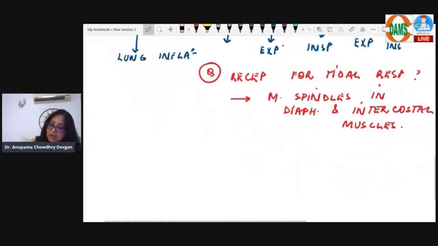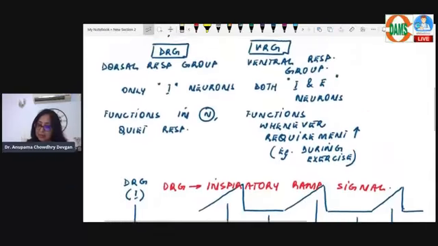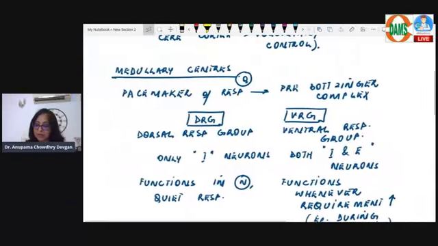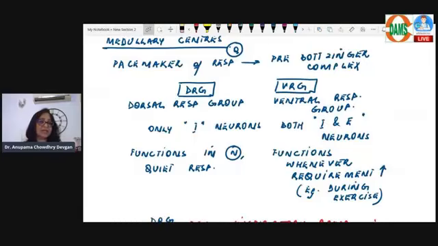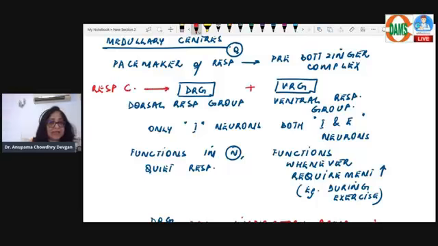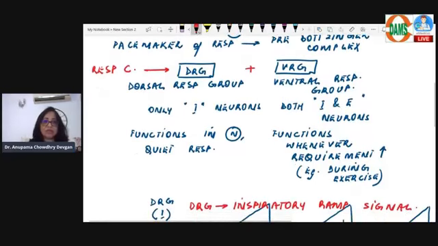Now, let us see once again, the pacemaker of respiration is going to be in the pre-Botzinger complex. Two sets of neurons in the medulla, this is your respiratory center. When I say respiratory center, it means the DRG and the VRG, which are in the medulla. This DRG has only I neurons, which function in normal quiet respiration. VRG has I and E neurons. It can send impulses for both inspiration and expiration.